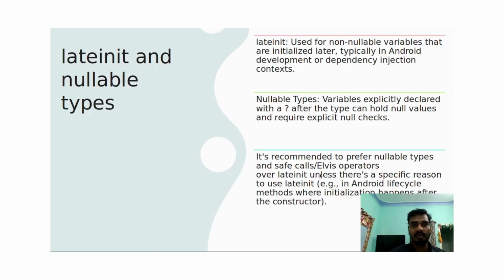lateinit and nullable types. lateinit is used for non-nullable variables that are initialized later, typically in Android development or dependency injection, where we have to declare the variable but the values are initialized later. Nullable types, as explained before, like safe calls and the let function, are all ways of safely handling nullable types. The preferable options are non-nullable types, safe calls, and the Elvis operator over lateinit, unless there is a specific reason to use lateinit, for example, Android lifecycle or dependency injection situations.